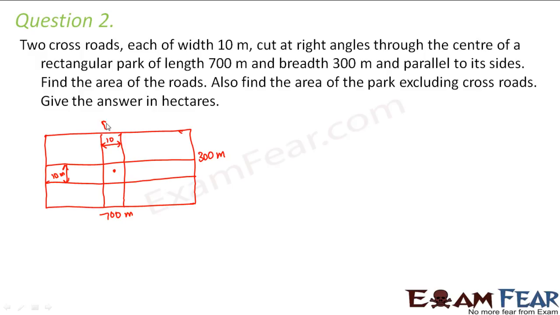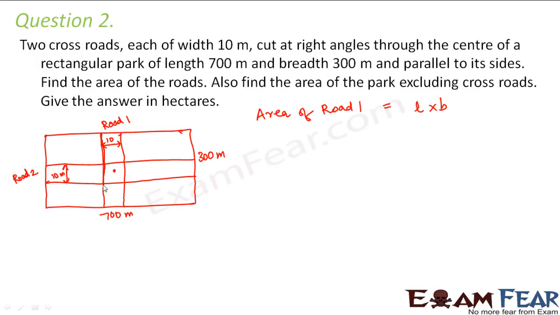Now let us name this. Let us call this road 1 and let us call this road 2. So when we have to find out area of the roads, let us find the area one by one. So let us first find area of road 1. So area of road 1 would be length into breadth, because this road is also in the shape of a rectangle. So what is the length?